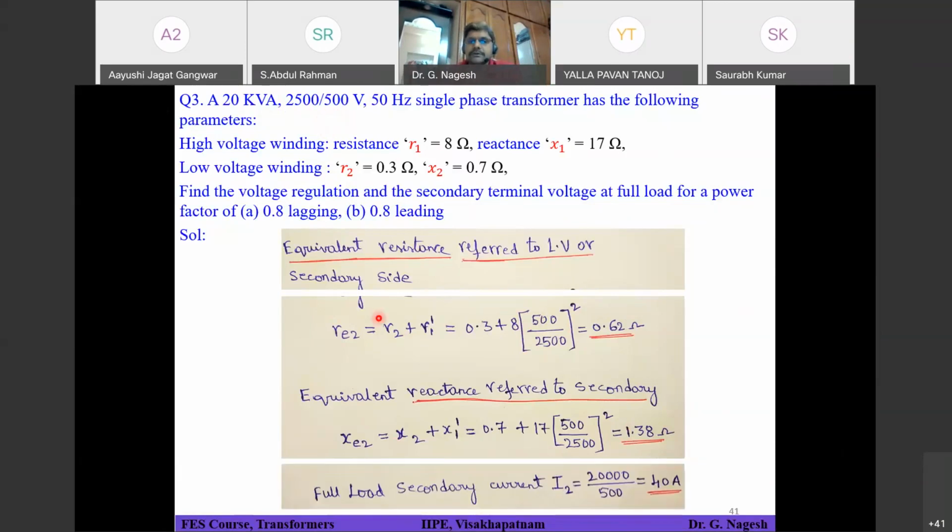Right. And you know RE2, XE2 and the power factor angle also. So I think you should be able to use that formula and find out the voltage regulation for lagging power factor load. So try to calculate that. First try to calculate the difference, that means E2 minus V2, which is I2 RE2 into cos of theta 2 plus I2 XE2 into sin of theta 2 for lagging power factor load.